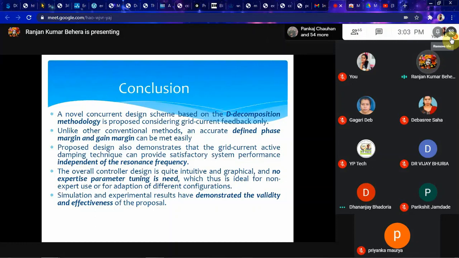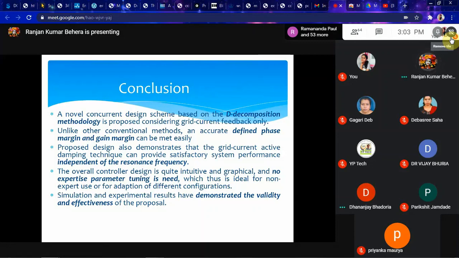And the conclusion is that we designed the decomposition methodology we use for the current controller, a concurrent design of the current controller. And there also you can define gain margin and phase margin.